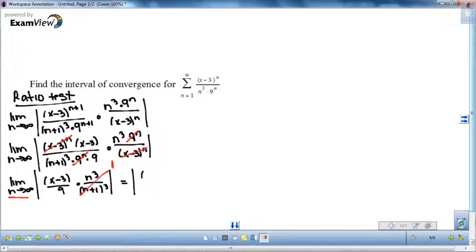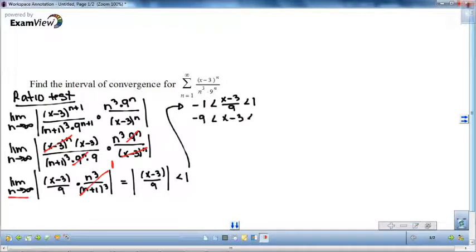So I'm going to have x minus 3 to the 9th. And since we're using the ratio test, we know it converges when it's less than 1. So I'm going to have from negative 1 to 1, multiply 9 on both sides, and then add 3. So I get an interval of negative 6 to 12. Now I need to check the endpoints. You always check your endpoints from now on to make sure whether your endpoints are included or not included.